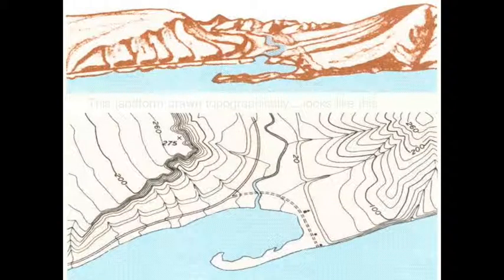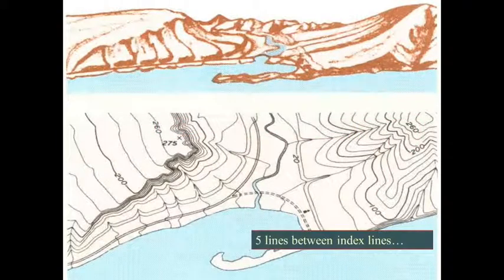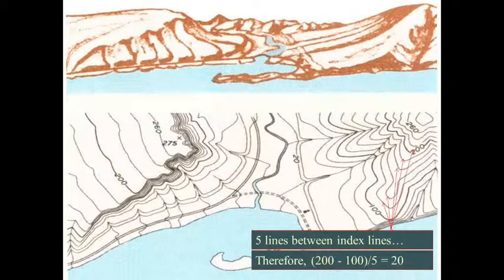All right. So right here we have a profile picture and we have a topographic map. The profile picture is on top. The topographic map is on bottom. So the index contour is 100 feet. 5 lines between every index. So each line is going to be worth 20. All right, very good. Just like we did before. So that means the contour interval is 20 feet. Just like we figured out earlier.